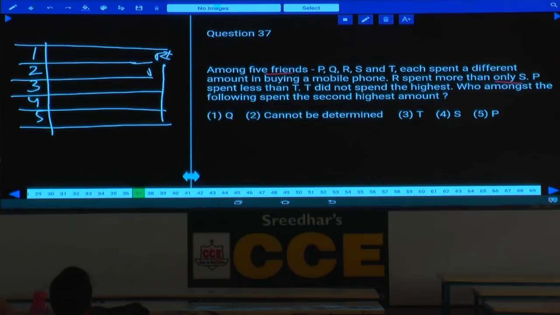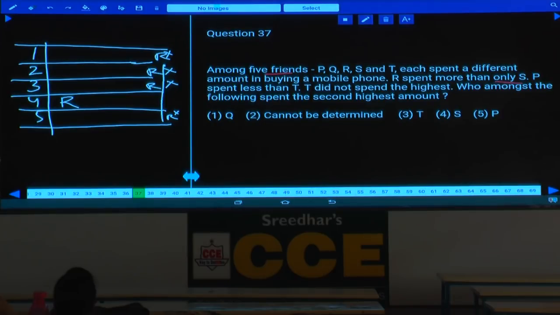Can R be at the second place? If R is here, R spent more than 3 persons rather than 1 person, hence the second place is also ruled out. Can R be at the third place? If R is here, then he spent more than 2 persons rather than 1, and this is also ruled out. R cannot be at the fifth place because then there is no person R spent more than, hence R cannot be here as well. The only possibility left for R is the fourth place.